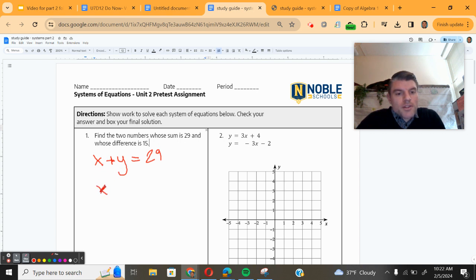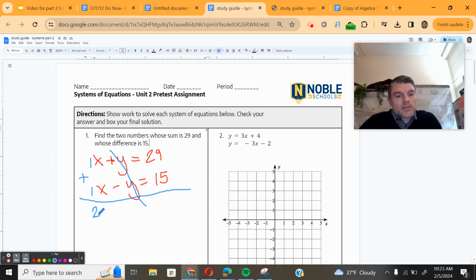For finding the difference, you're going to have to use subtraction. This one's set up really well for the elimination method. So we're able to cancel the y's, and then we're going to add the x's together. We're going to get 2x equals 44. I'm going to divide by 2 on both sides. I'm going to get 22.